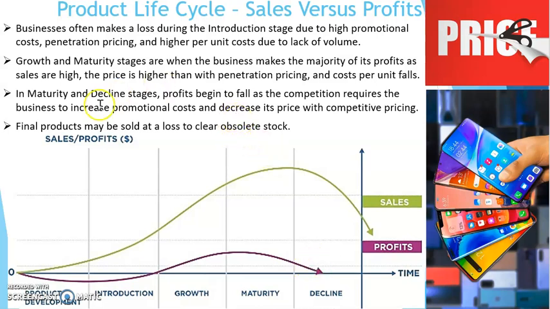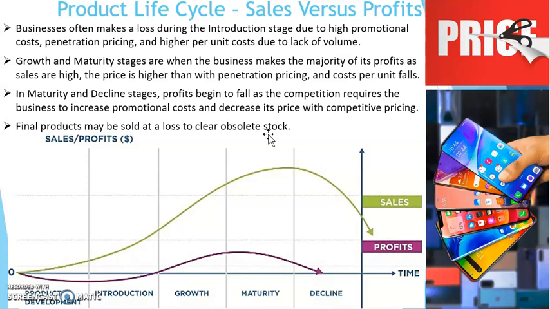And then ultimately, once we're at the real conclusion of our product life cycle, we may even be selling at a loss. And this is to clear or get rid of the obsolete stock. So it's right at the end of the product life cycle.